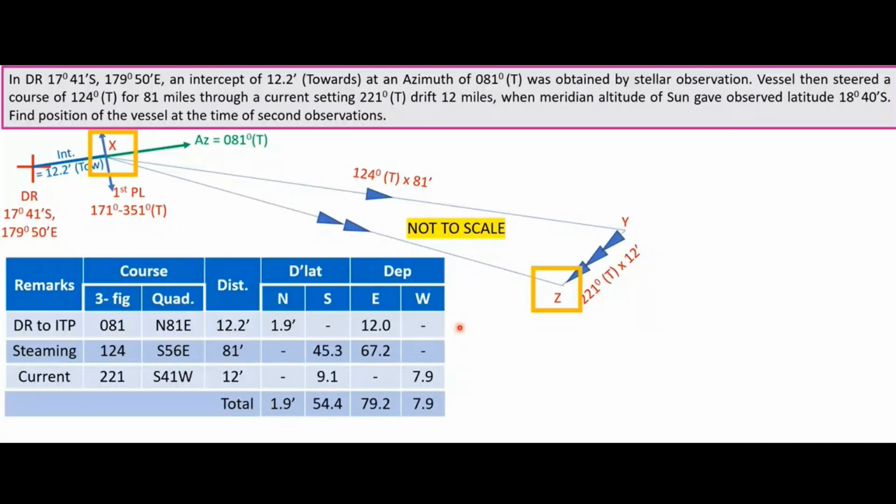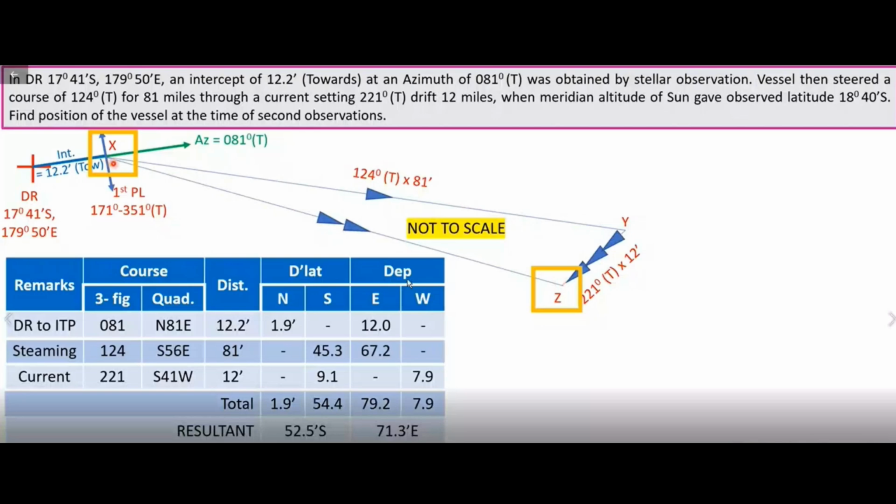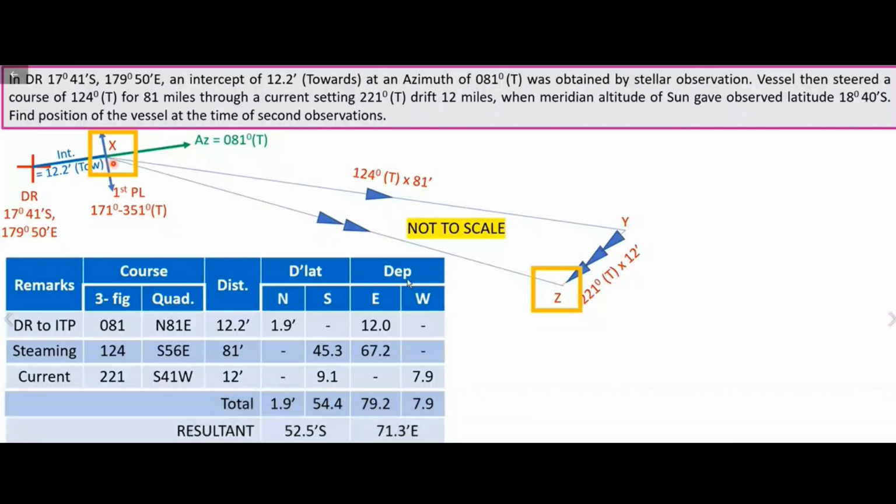And using the values in the two columns, we get the resultant of delat and departure. So we get resultant delat of 52.5 minutes south. This resultant delat is the delat from DR latitude to latitude of point Z. And our point of interest is point Z. As long as I can get the coordinates of point Z, I'm not interested in the coordinates of point X. So up to here clear beta?